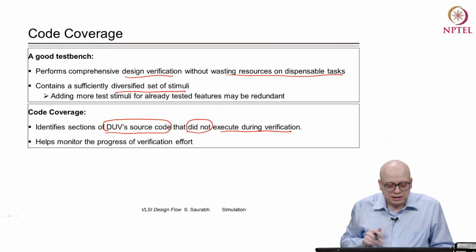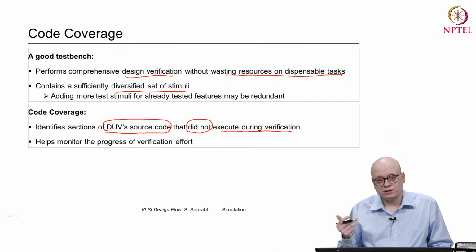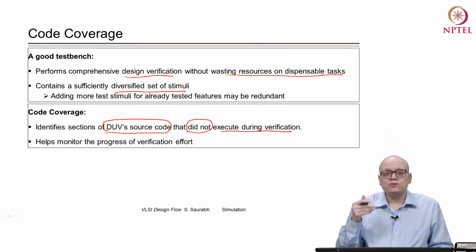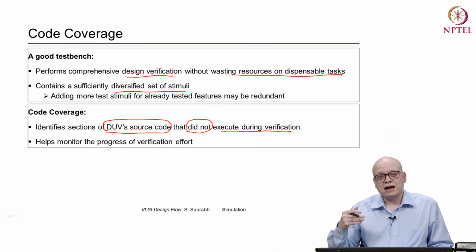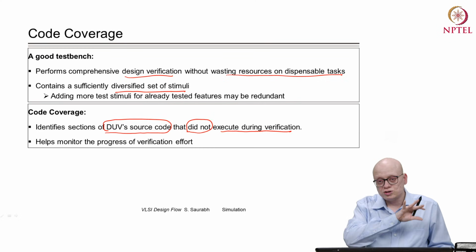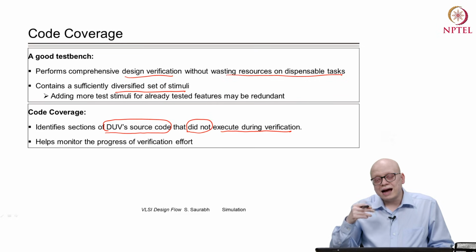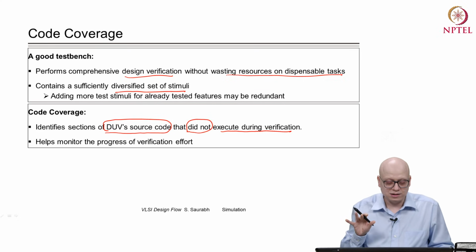So, code coverage helps us monitor the progress of the verification effort. How does it help? If we create a test bench, run the simulation and also compute the code coverage, and we find that, say, 10% or 20% of our code is not covered, right, then we will direct our effort in creating the test bench to cover those 10-20% of the code which were not covered earlier, right.